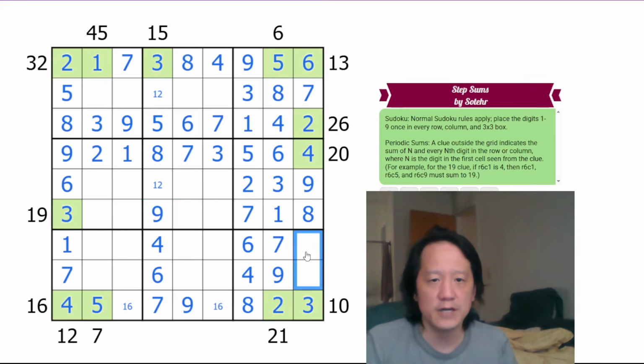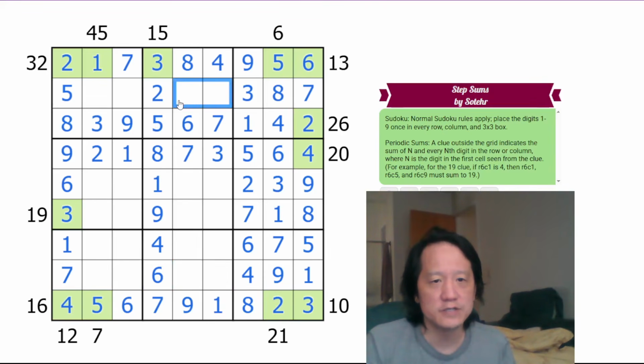In column 9, then we have 1 and 5 remaining. This can't be 1 because of 1 in the column, a row, so this is 5 and 1. 2 eliminates 2 here, so it's 1 and 2. 6 here eliminates 6 here, so it's 1 and 6.